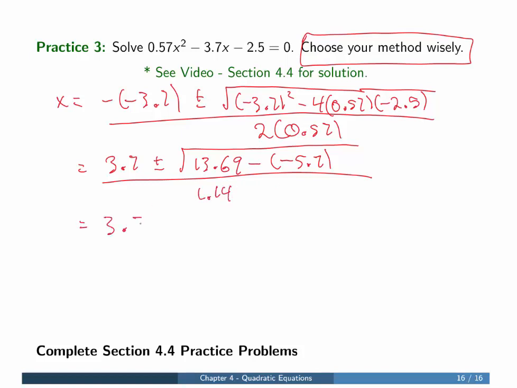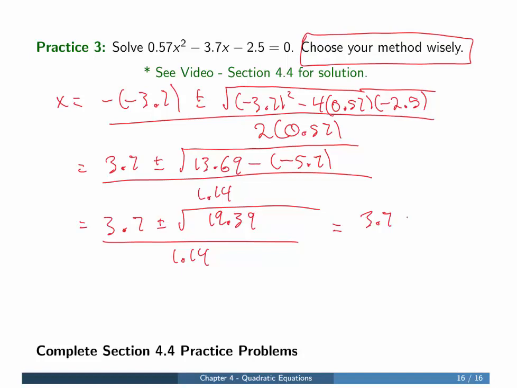So we get 3.7 plus or minus square root of this, 13.69 plus 5.7 is 19.39 all over 1.14. When you make this equal, you get 3.7. And given the nature of this question and how ugly all these roots are, we can keep this. Let's see how ugly this comes out to be. Square root this. Yeah, it's a long decimal. And I'm looking at this root right here. I'm just going to leave it like this, actually.